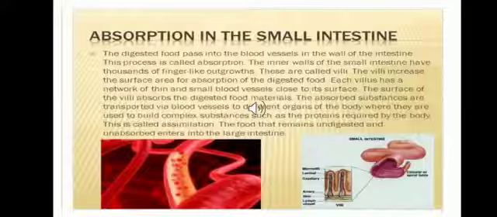The absorbed food is transported via blood vessels to different organs of the body, where it is used to build complex substances such as the proteins required by the body. This process is called assimilation. The food that remains undigested and unabsorbed enters the large intestine.